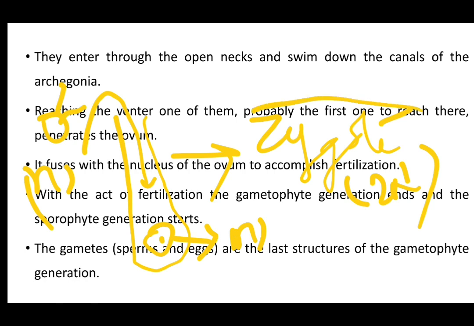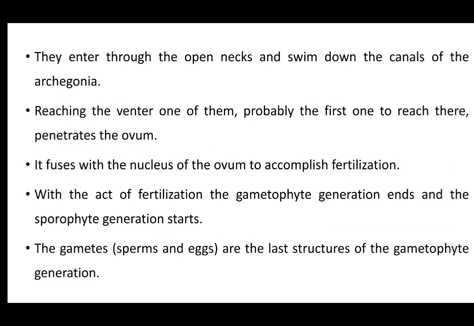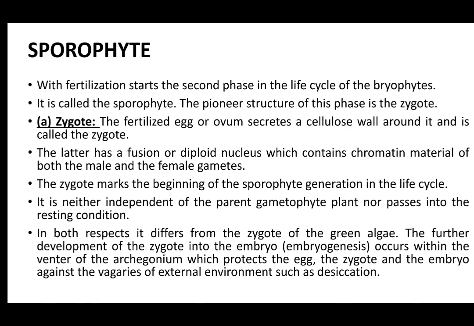After the formation of the zygote, it will divide and redivide to form the embryo. After the embryo, the sporogonium is formed, which is the main sporophytic structure. The sporogonium consists of foot, seta and capsule. Inside the capsule, spores will be found, and spores are liberated after maturity and germinate to produce a gametophytic plant again. So let us discuss in detail.